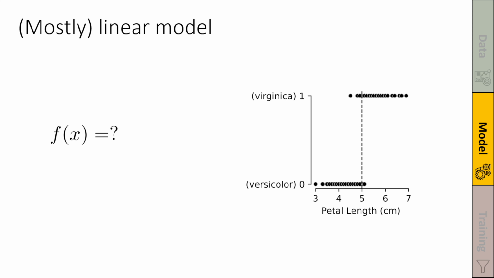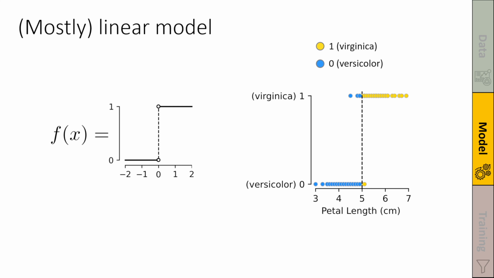Another option is to just use a threshold on the feature itself. And if the value is above the threshold, we set the output to 1, and if it is below the threshold, we set the output to 0. So this is how the function looks like. We have a threshold, and anything above the threshold is set to 1, and anything below the threshold is set to 0. And this function actually has a name, and it's called the Heaviside step function.